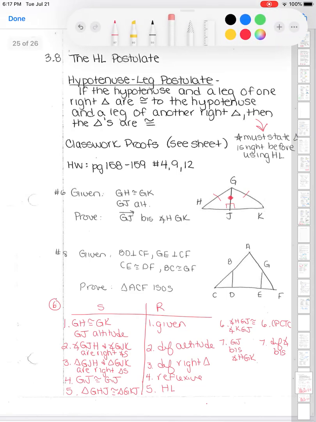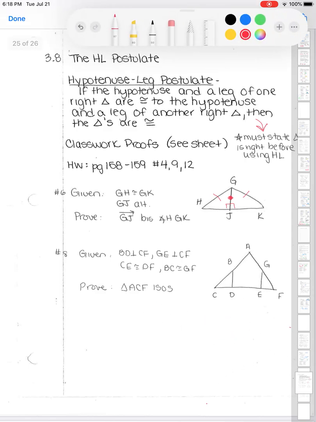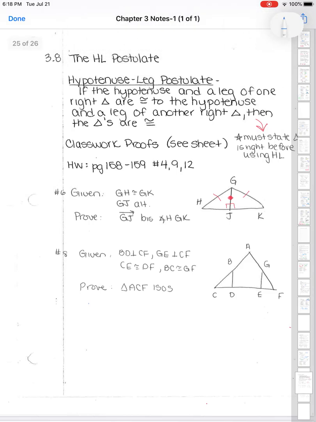Okay, so again, pause the video and copy this down, but make sure you're using the vocabulary, you're using the new information that we're working with, and obviously you're going to be using a bunch of old information as well. All right, so I'm going to erase this proof now, and we're going to do the second one.